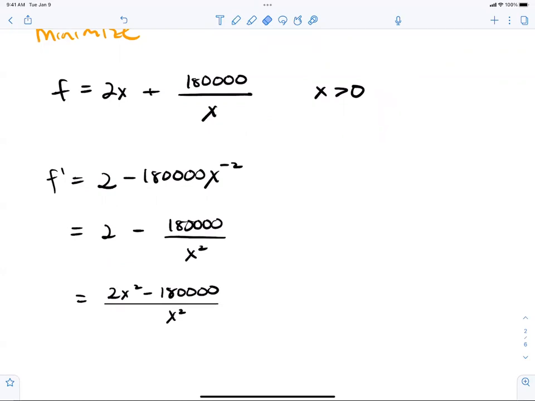How'd you get minus 180,000 X to the negative second? Derivative of this, right? This is 180,000 times x to the negative first. I just used the power rule. Oh, I thought of this as being 180,000 times x to the negative first. Just use the power rule.